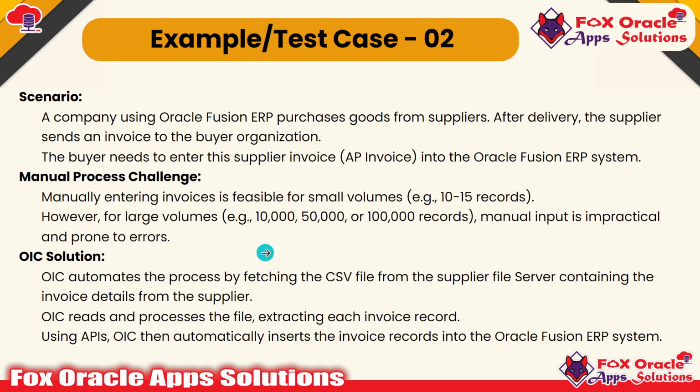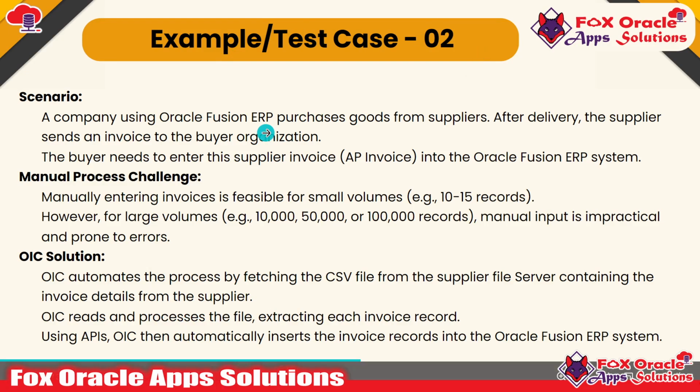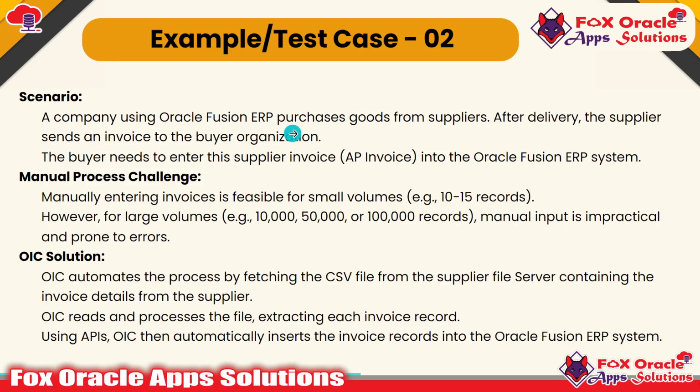Let's move to another example. So you can see this is another test case where a company uses the Oracle Fusion ERP application for purchasing goods from a supplier. After delivery, the supplier sends an invoice to the buyer organization. The buyer needs to enter this supplier information, that is the supplier invoice or AP invoice, into their Oracle Fusion ERP system.